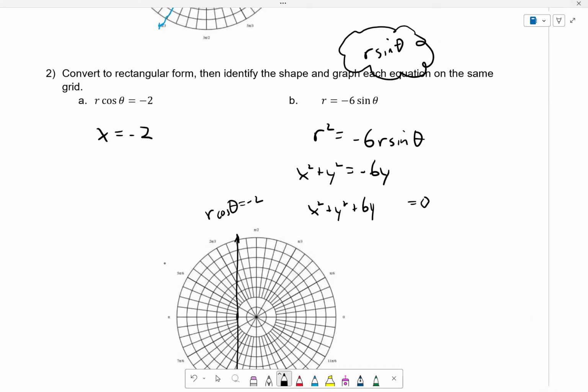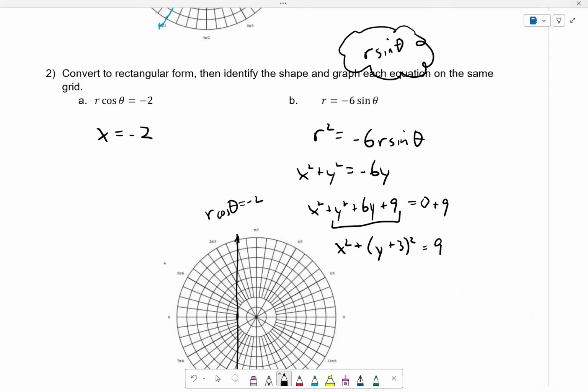Divided by 2, so we get 3 and then square it, so we're going to add 9 to both sides. What kind of a trinomial is this now called? It's a perfect square trinomial, so we can rewrite it as x squared plus (y plus 3) quantity squared equals 9. So let's think what this is. It's a circle, radius 3.